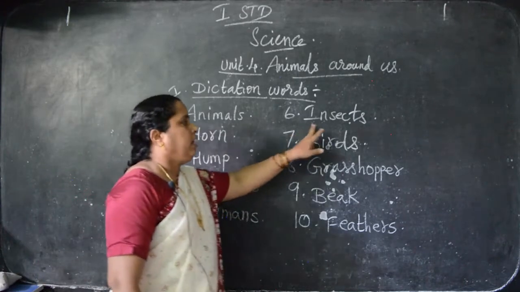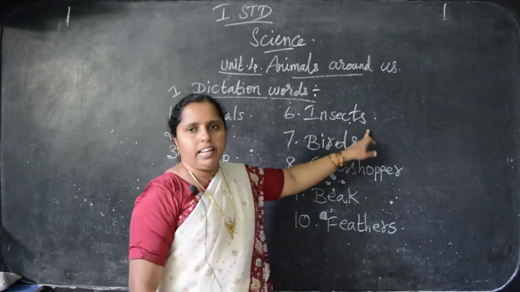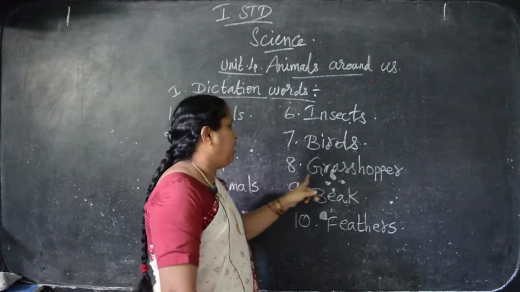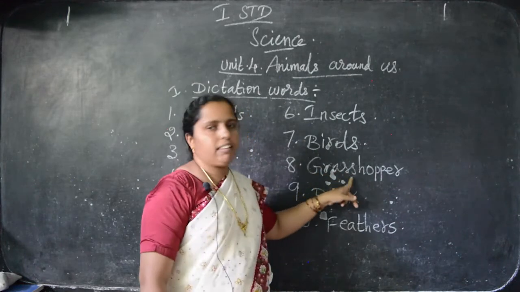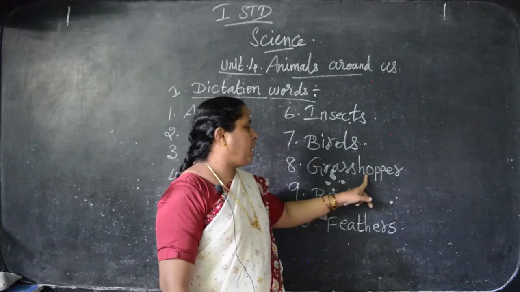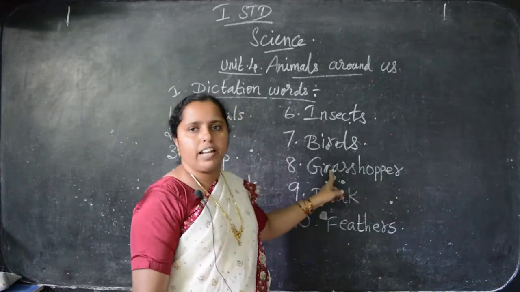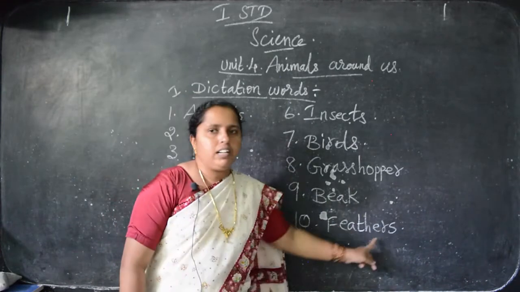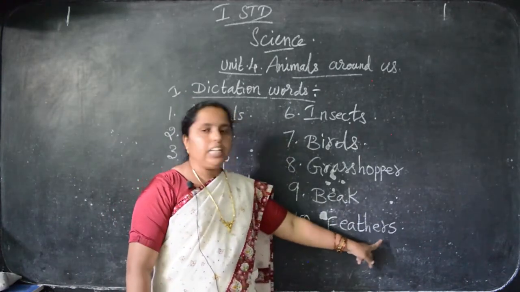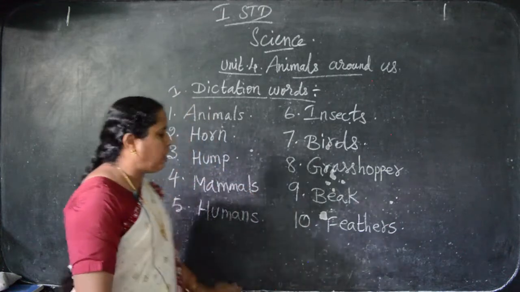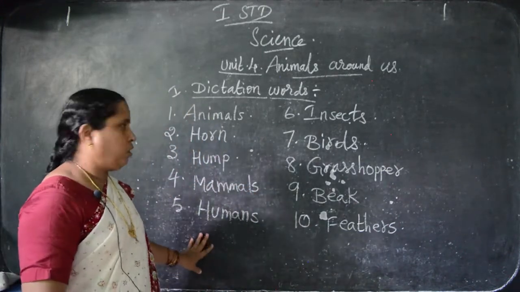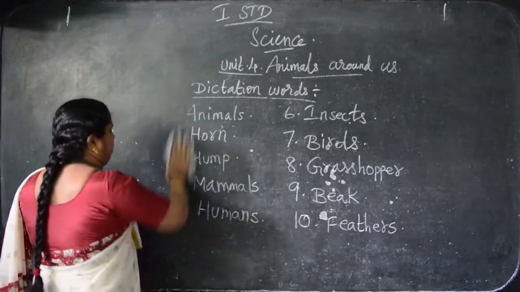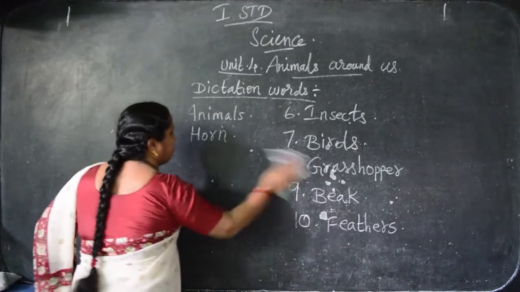Humans, H-U-M-A-N-S, humans. Insects, I-N-S-E-C-T-S, insects. Birds, B-I-R-D-S, birds. Grasshopper, G-R-A-S-S, grass, H-O-P-P-E-R, hopper. Beak, B-E-A-K, beak. Feathers, F-E-A-T-H-E-R-S, feathers. Okay, children, have you all finished writing this one? We will pass on to the next. Have you all finished the dictation words?